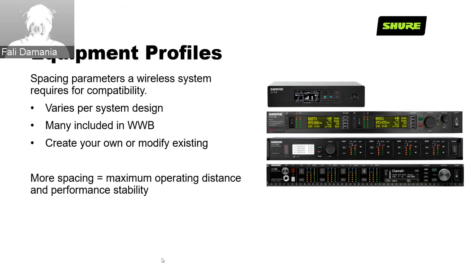So, spacing parameters a wireless system requires for compatibility: the first one varies by system design, based on your application, that is going to change. There are many, many equipment profiles in Wireless Workbench. Every model, every model slash band of equipment has a slightly different equipment profile, and this is all in the list. Or you can create your own or modify an existing profile.